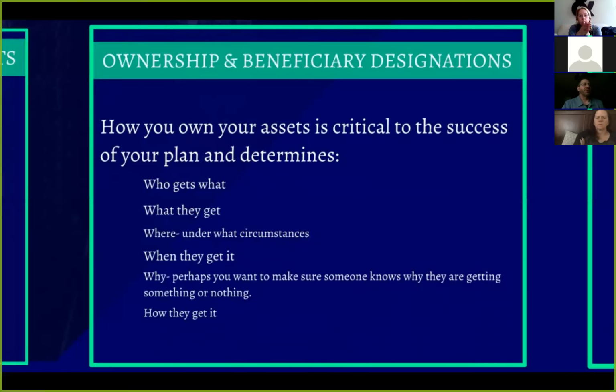I should have pressed the button. This is the ownership and beneficiary designations that goes along with that whole funding conversation. Who gets what, when they get it, under what circumstances. Life insurance, beneficiary becomes the trust. Again, it goes back to the funding. It's all part of the funding process.